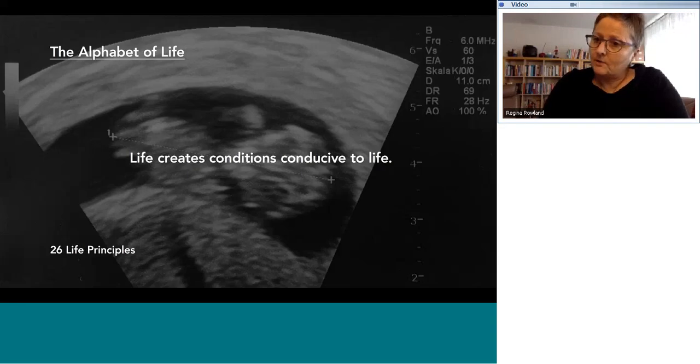So these were the 6 main master life principles. And the 26 life principles could also be considered the alphabet of life, which is another project that we're part of, that is going to be introduced to you in the material. And the mantra that we want to remember about biomimicry is that life creates conditions conducive to life. So if our innovations do that, we'll actually be way more sustainable than what we have been doing so far.